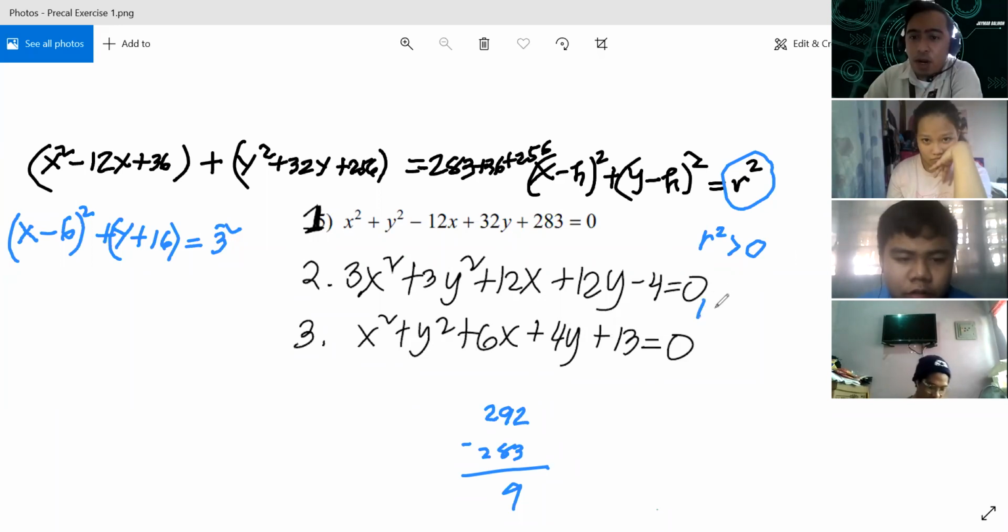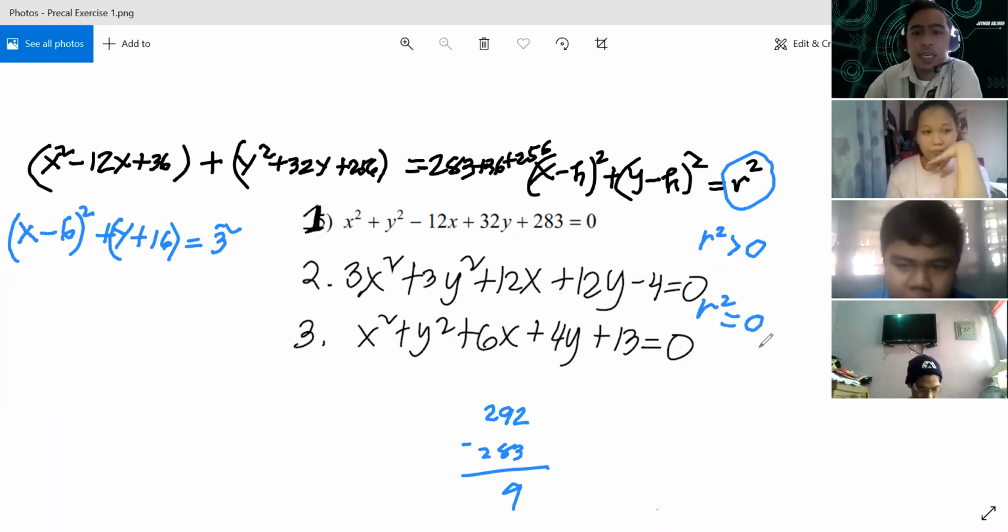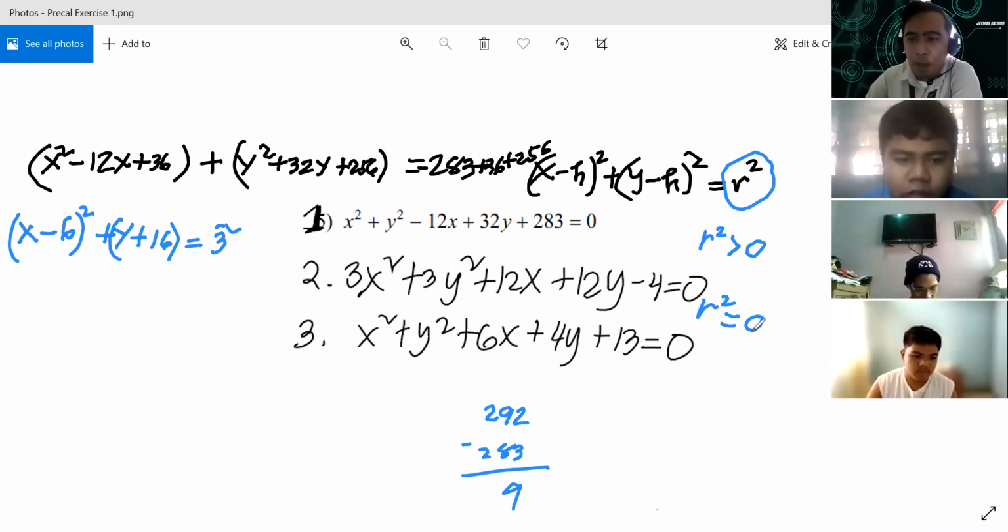How about if your r squared is equal to 0? The graph is a point. What point? The point (h, k). Only one point on your Cartesian plane.